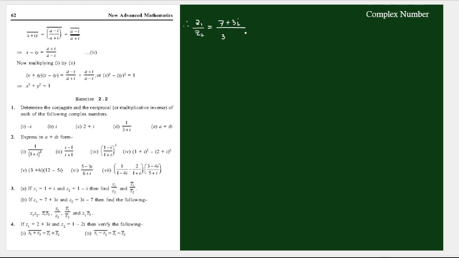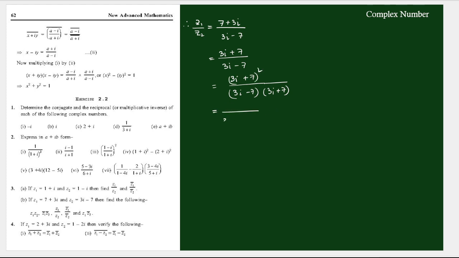3i minus 7. So this one we can write 3i plus 7. This one is 3i minus 7. Take the conjugate. And then here also, 3i plus 7 whole square.